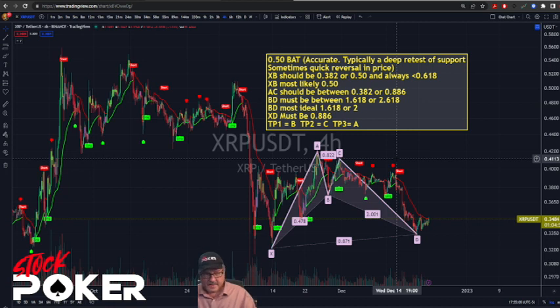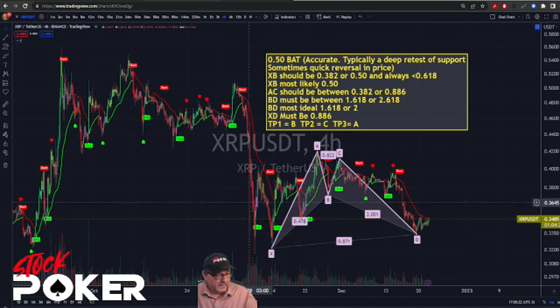Not because it's called a 5-0 bat, but because if you see a 0.5 retracement, I want you to automatically start thinking, oh man, let's see if a bat's on its way. Let's see if a bat's going to fly down the chimney. So here we have the XRP. This is kind of great.